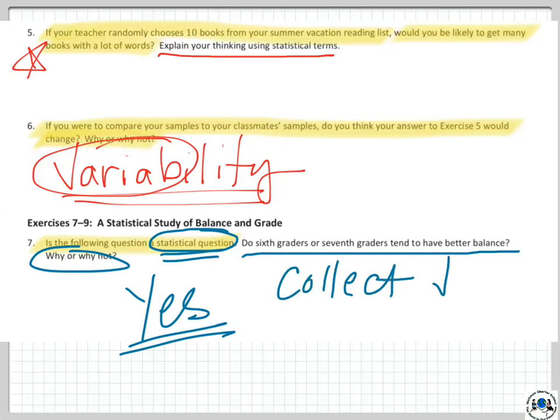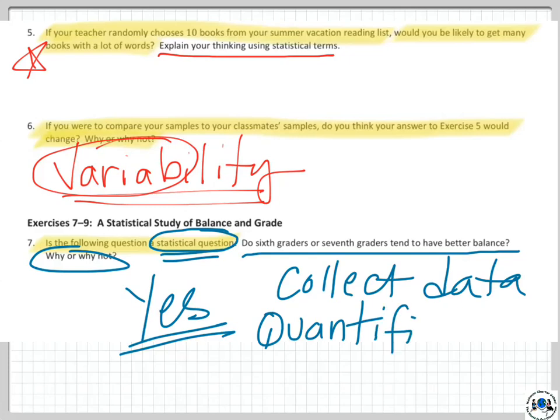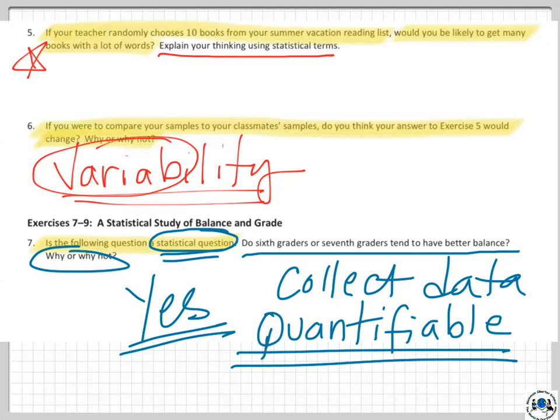And to have that data be more or less quantitative. So we say quantifiable. We want to put a quantity to it. And so in terms of this, it could be how many seconds can you balance on one foot.